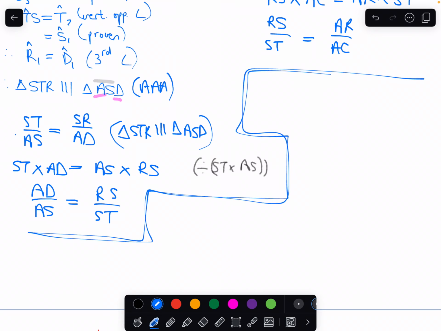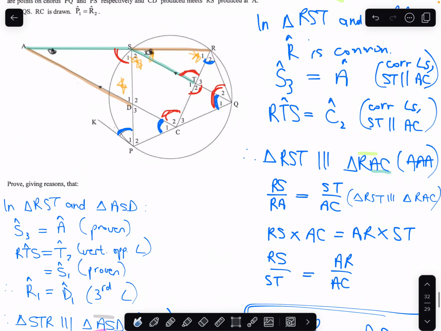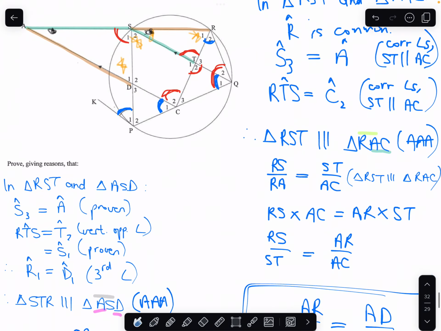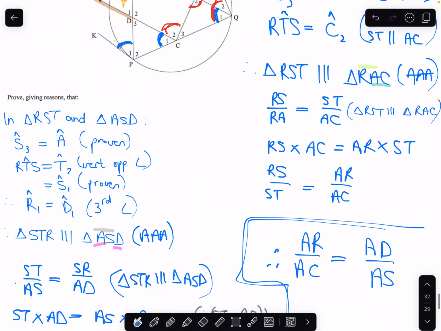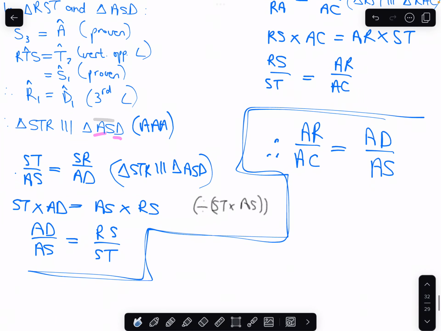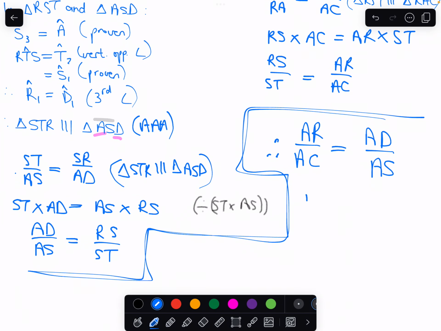Okay, so therefore AR over AC will be equal to AD over AS. We are almost there, right? We have AR at the top, AC on the other side. Okay, so this is a mixed one, so we need to rearrange. So cross multiply again. AR times AS is equal to AD times AC.